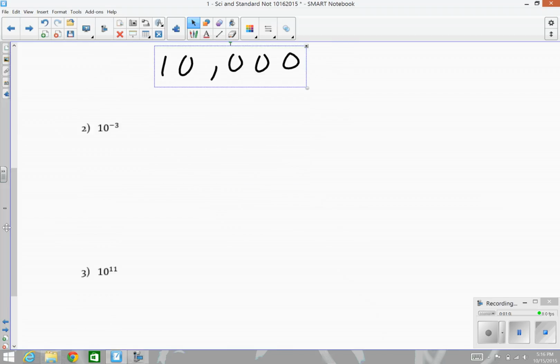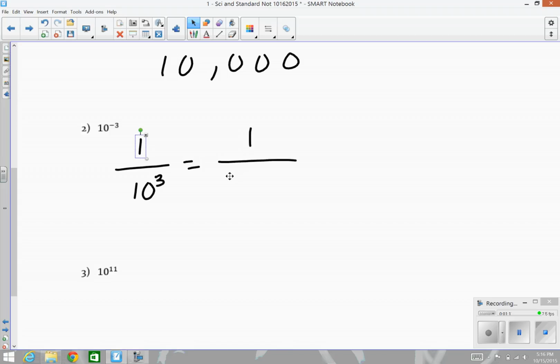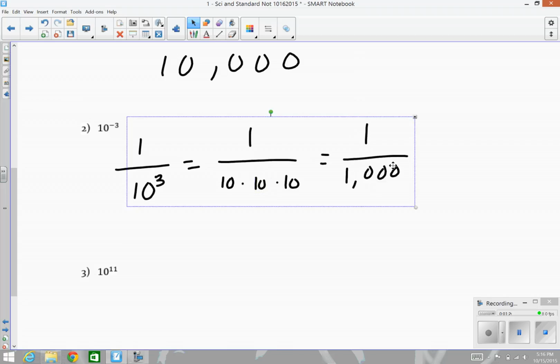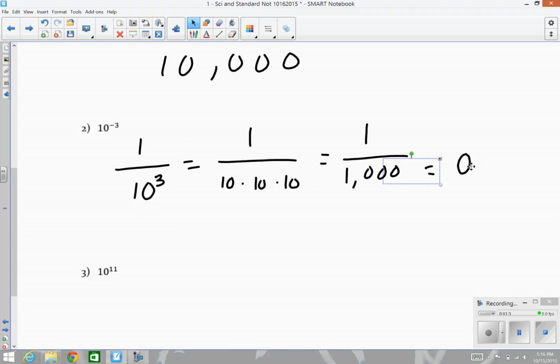10 to the negative third power. Remember, we're not allowed to have negative exponents, so whenever we do, we flip our number and our exponent becomes positive. So this is 1 over 10 to the third power, which is the same as 1 over 10 times 10 times 10, which is the same as 1 over 1,000, which can be rewritten as 0.001 or one thousandth.